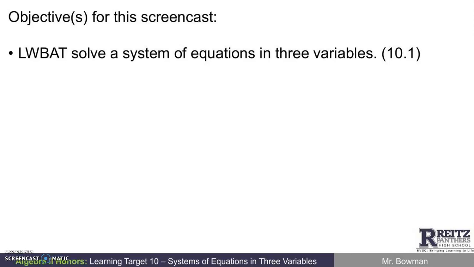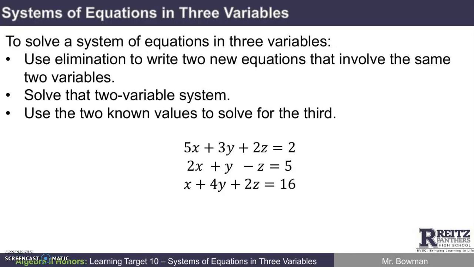The objective of the screencast is learners will be able to solve a system of equations in 3 variables. So a system of equations in 3 variables is simply a system like the example here that has 3 equations in it. You know, like 1, 2, 3. And each of those equations could have up to 3 variables, x, y, and z, or a, b, and c, or whatever. And we can solve systems of equations in 3 variables as well.